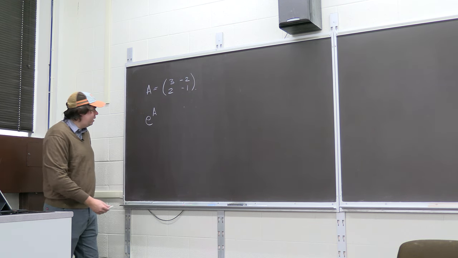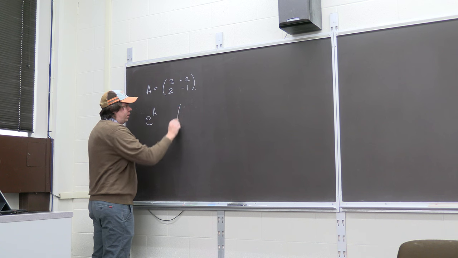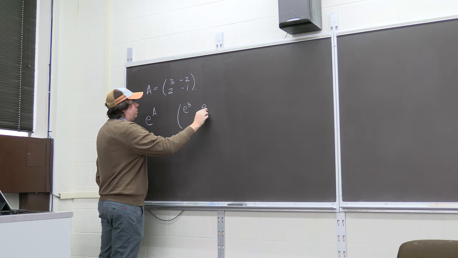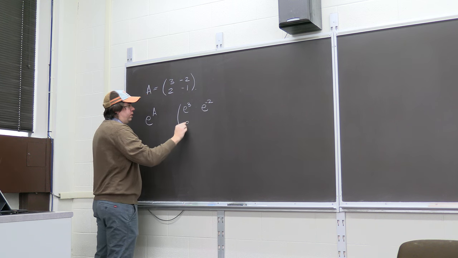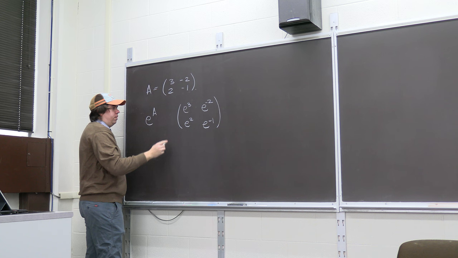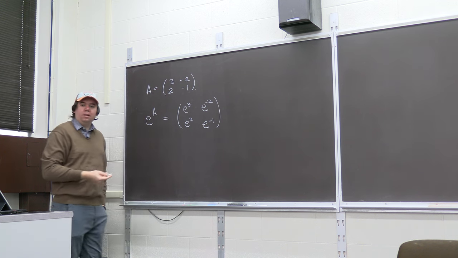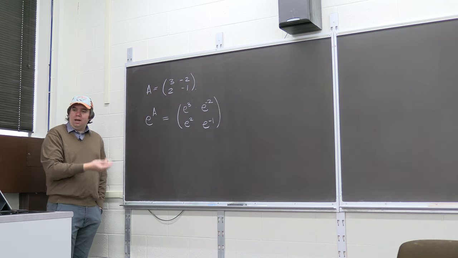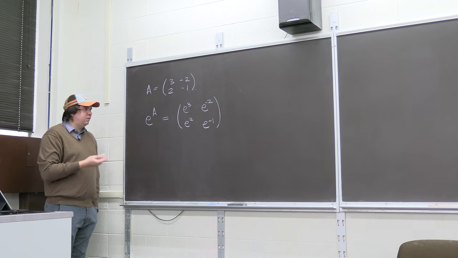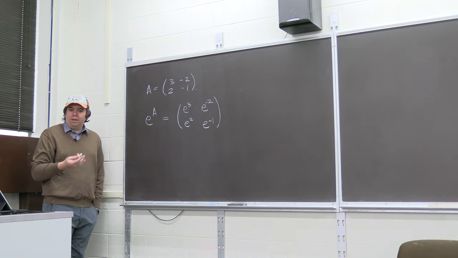So what you might do is you might be like, oh, let's just take each entry and do e to each entry, right? So you might be like, maybe we should define it this way. It's simple, but it's dumb. What's the problem of defining it this way? Well, this doesn't really respect the structure of a matrix, right?